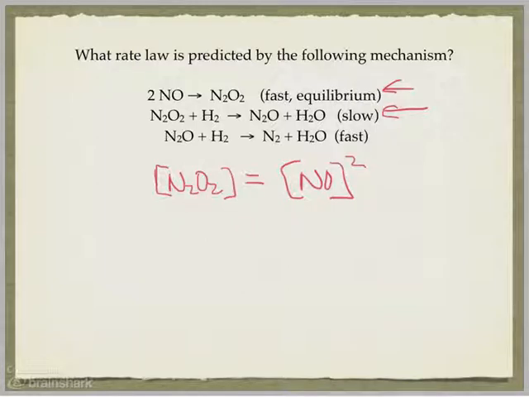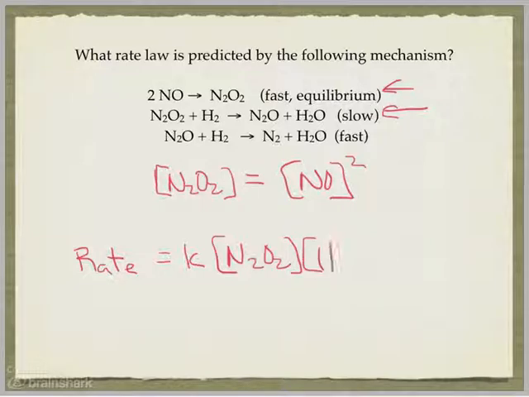Now if you were to take the rate law for your slow step, which is your rate determining step, it'd be rate equals k times N2O2 times H2. But again, because you had equilibrium taking place, you can't just look at this rate law and have it be the overall reaction. You have to take that first initial step into consideration. And to do that, we're just going to combine these two together.